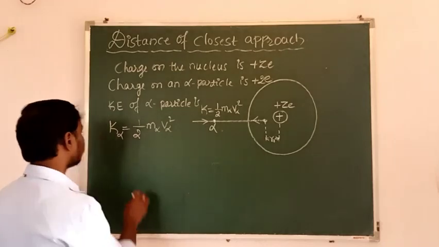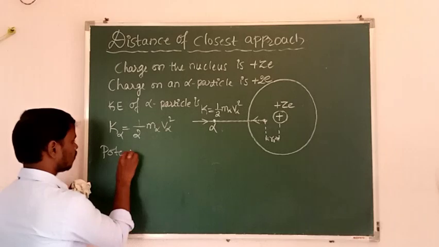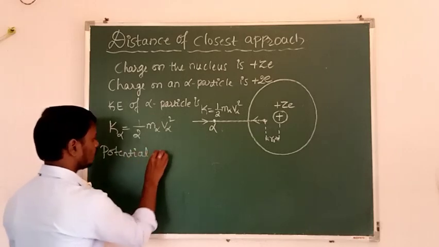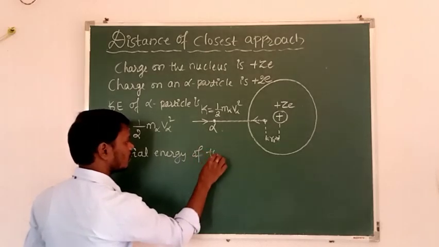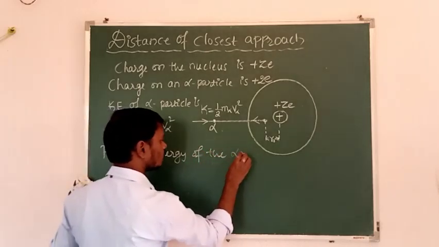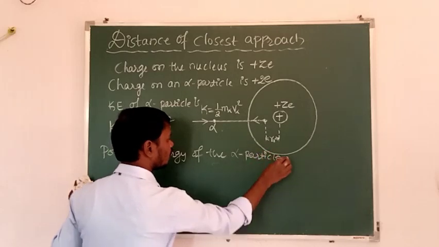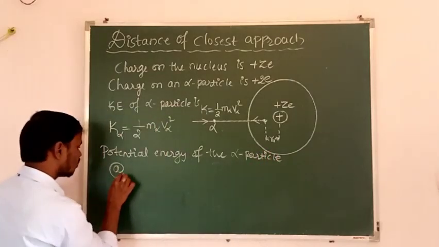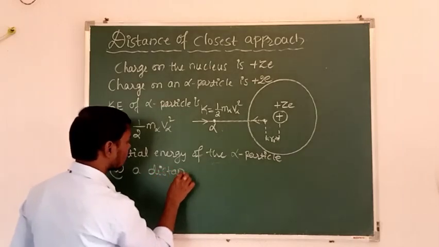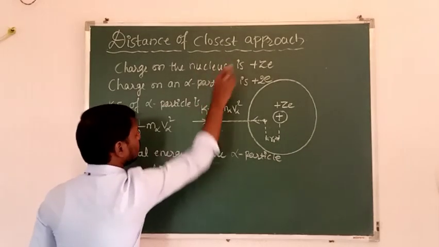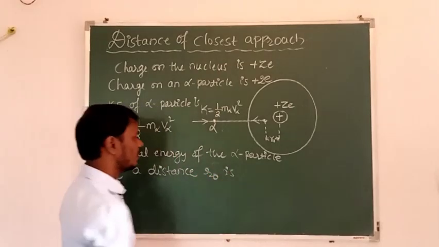Okay, then the potential energy of the alpha particle at a distance r0. So this r0 is called the distance of closest approach. At a distance r0 is.